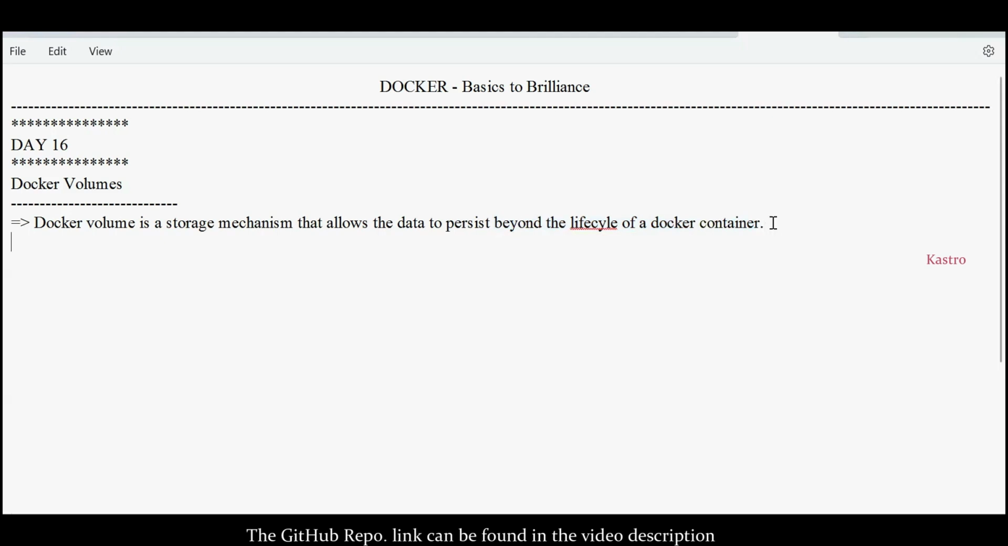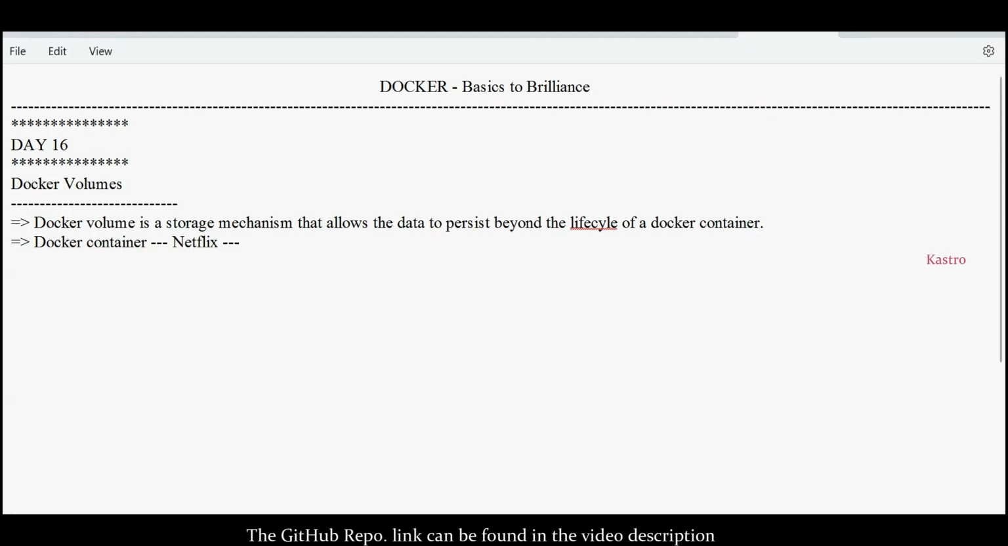Usually in Docker containers, data will be available. Let's say the source code of the file or the application deployment will happen inside the Docker container. Now, when you delete a Docker container, what about the data that is available inside the container? The data that is available inside the container will also get deleted. Let's say I have a Docker container, and inside it I have deployed an application called Netflix application.